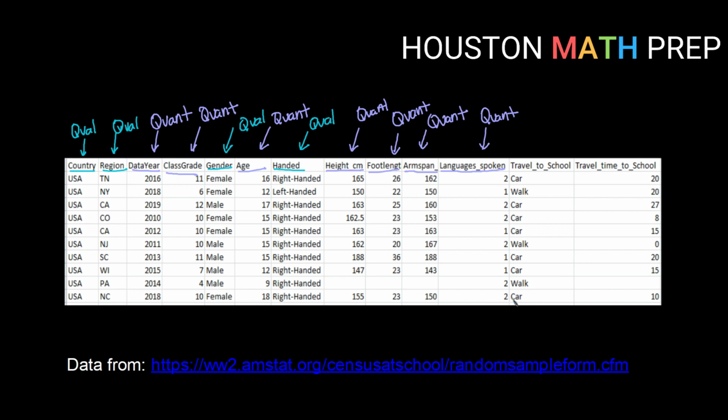And then our last two that we have are mode of travel to school. So that would be categories. Do they take a car? Do they walk? Do they take a bus? So that one would be back to a qualitative measure. And then finally, travel time to school. That one is again numeric. That's a measure of time, so that one is quantitative.